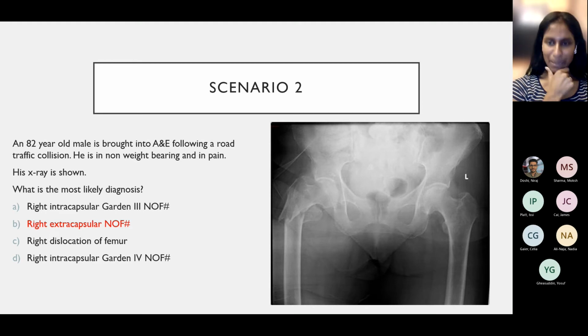So now that you guys know it's extracapsular, any ideas on what makes this extracapsular and not intracapsular? I mean, I guess the answer is kind of in the name. And for bonus marks, if anyone knows what type of extracapsular fracture this is, please feel free to drop it in. All right, we're going to have a look at it in the next slide anyway.